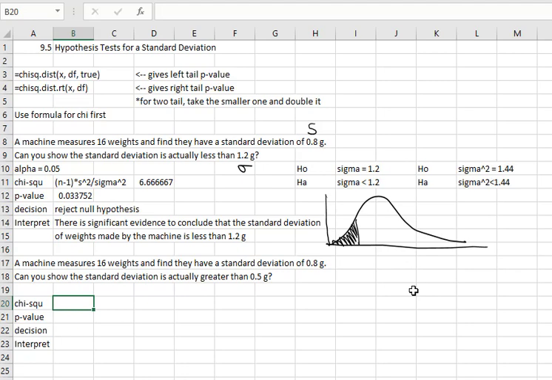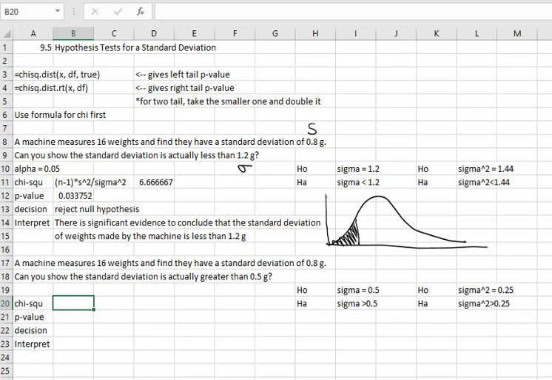Let's try a second example that switches it up and makes it a right-tailed test, but following much the same exact idea. This time we're going to show that the standard deviation is greater than 0.5. Our null hypothesis is that sigma equals 0.5. The alternative hypothesis is that sigma is greater than 0.5. Or we could have done it with a variance. The null hypothesis then would be sigma squared is equal to 0.5 squared, which is 0.25. And the alternate hypothesis is sigma squared is greater than 0.25, depending on if we want to talk about variance or standard deviation.